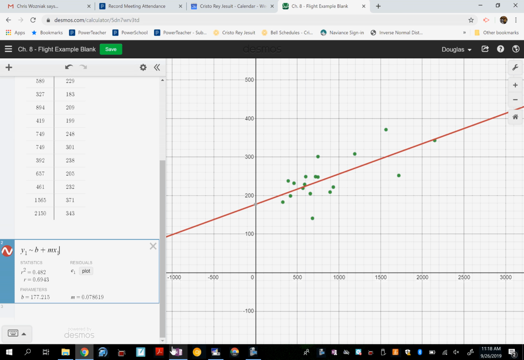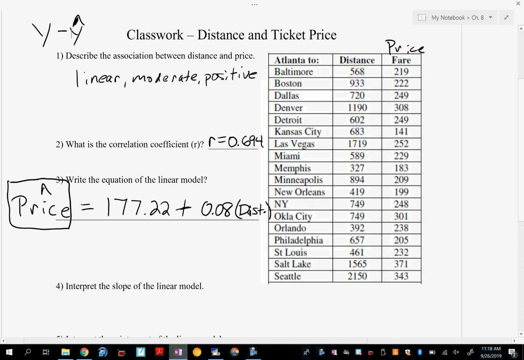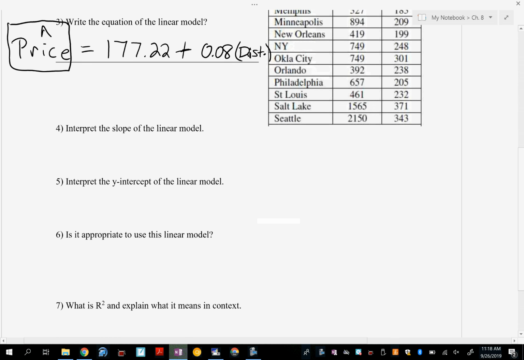The slope. M. I rounded it. 0.08. You're not done? All good. All right, so now interpret the slope.